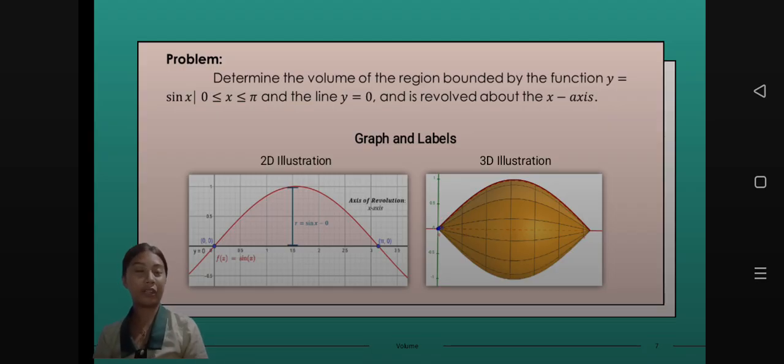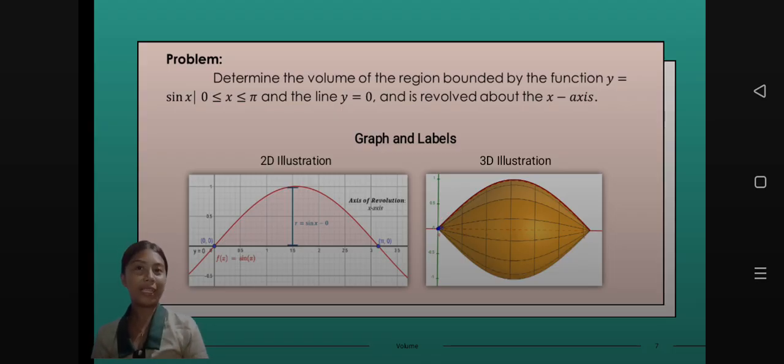Volume using the disk method. Determine the volume of the region bounded by the function y equal to sine x, 0 less than or equal to x less than or equal to pi, and the line y equal to 0, which is revolved about the x-axis. In solving for the volume using the disk method, we have the formula V is equal to the integral of A(x) dx, and V is equal to the integral of A(y) dy. How can we determine which specific formula will be used?